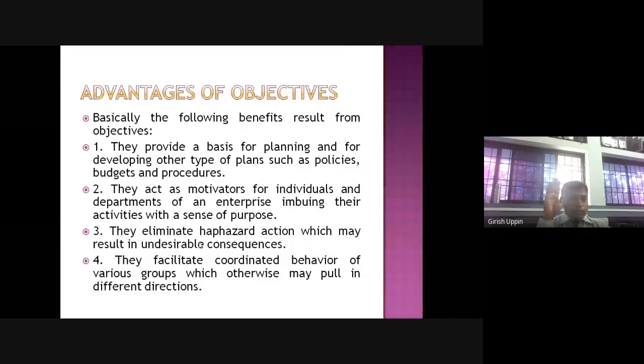We saw the characteristics based on which the objectives are done. Objectives are very clear, very precise, and everybody knows what needs to be done. So the consequences of having a difference of opinion are less. They facilitate coordinated behavior of various groups which otherwise may pull in different directions. So if there are different groups or departments in the organization, they will know how to coordinate with each other based on the objectives.